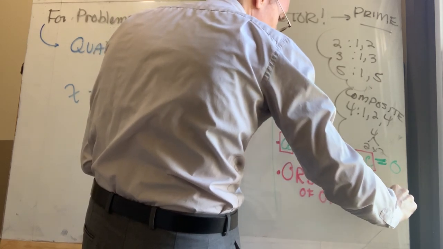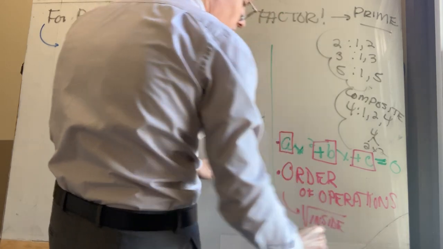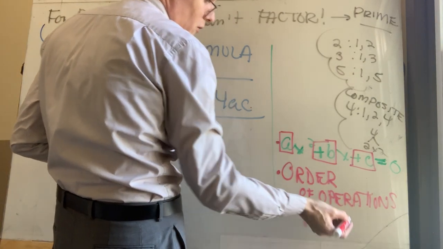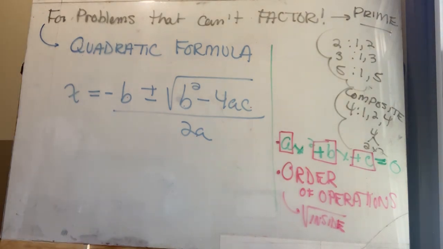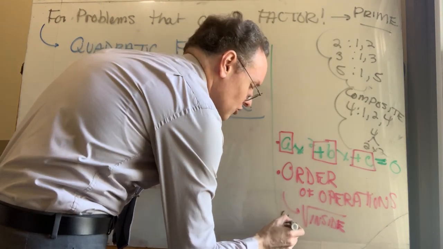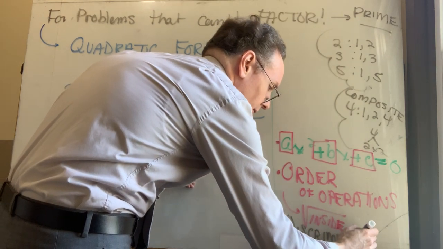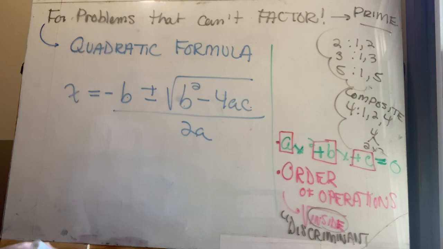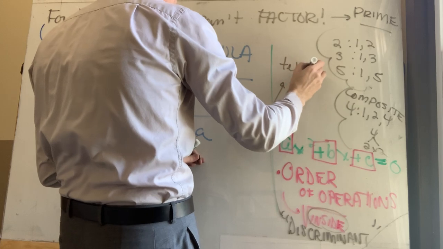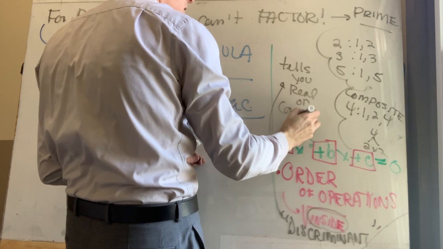And if you follow the order of operations, what that dictates is that you have to look at the inside of the square root before anything else. That's really where your focus should be. There's a name for that as well. There's a name for everything. This is called the discriminant. The inside is referred to as the discriminant. The reason it's called that is because it basically tells you whether you have real solutions or complex solutions.